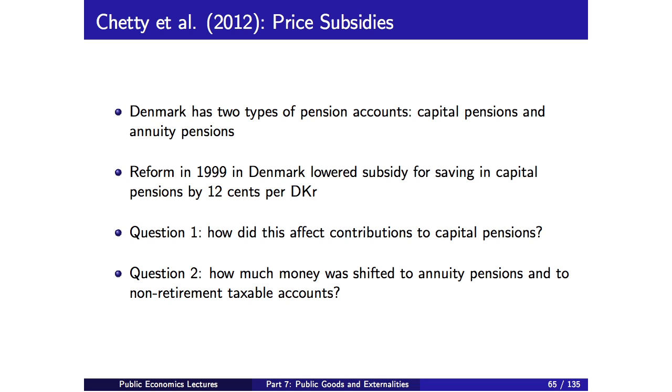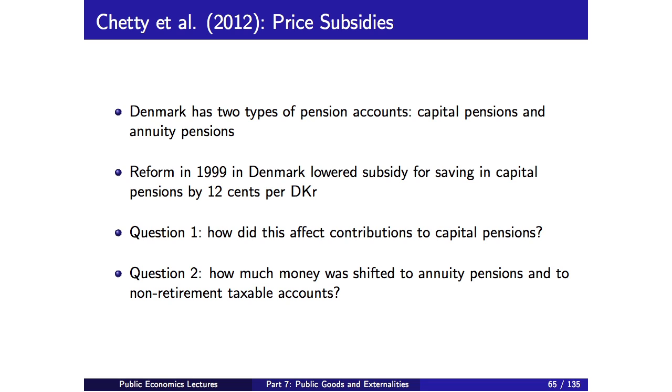And so let me just set this up and we can finish in the next lecture. So we start by studying the price subsidies in the Danish context. You need to know a little bit of institutional background, which is that Denmark has two types of pension accounts, what they call capital pensions and what they call annuity pensions. Capital pensions are paid out as a lump sum when you retire, and annuity pensions are paid out as an annuity. Okay, so there are these two different options. In 1999, Denmark had a reform which lowered the subsidy for saving in capital pensions by 12 cents per kroner. Okay, so they made it less attractive to save in these capital pensions.